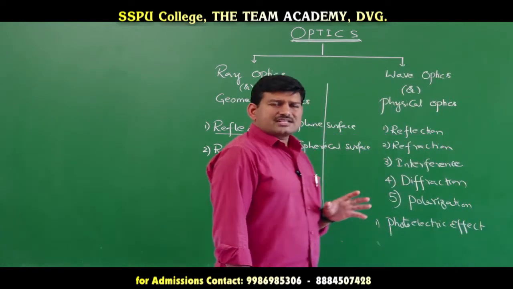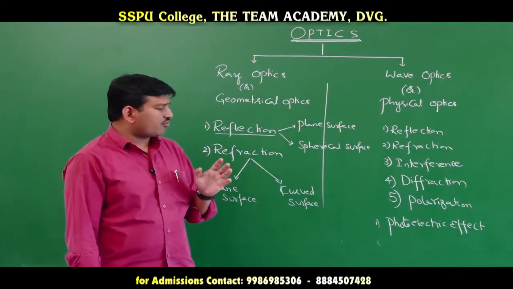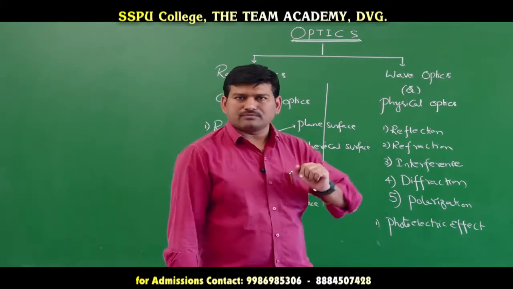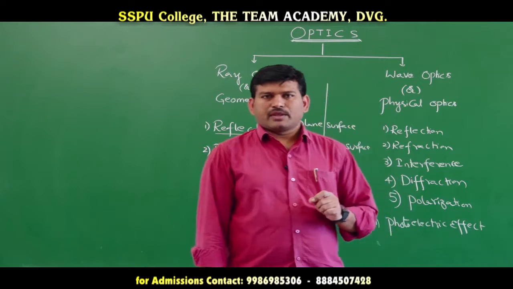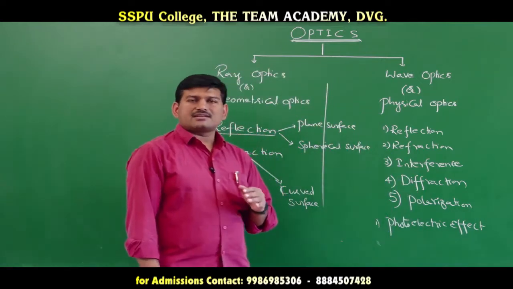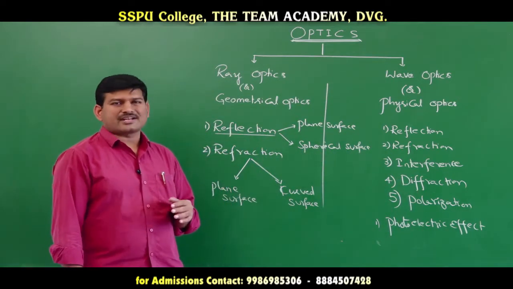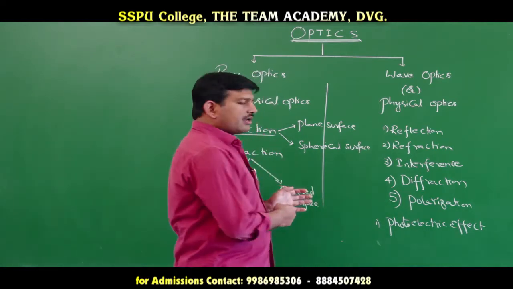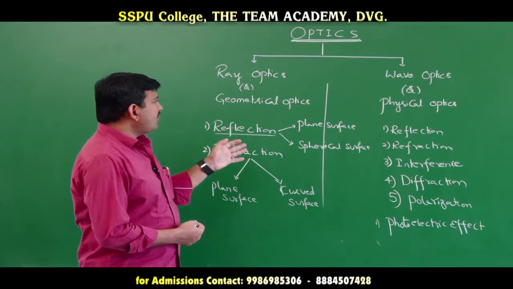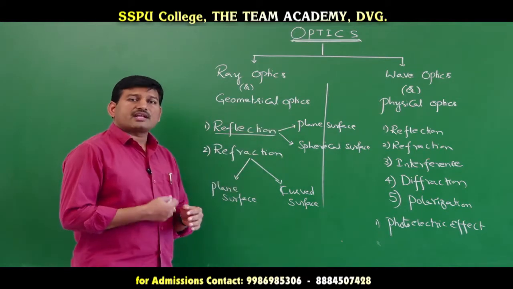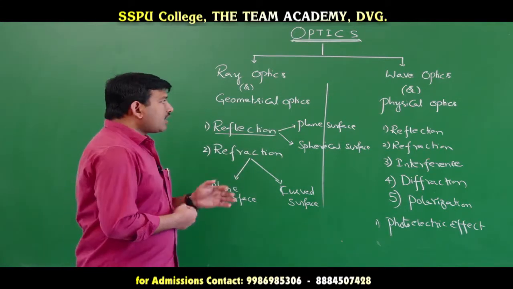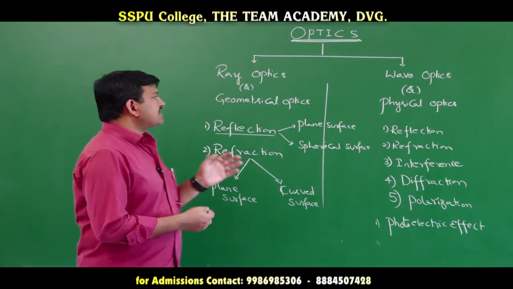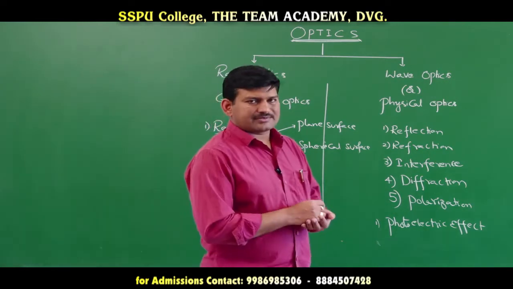So the first question we have is: is light a particle or a wave? In order to understand this, we have to study the theories of light. Actually, these theories of light come after the completion of ray optics, at the beginning of wave optics. But now I am going to explain the theories of light first, and then ray optics and wave optics.